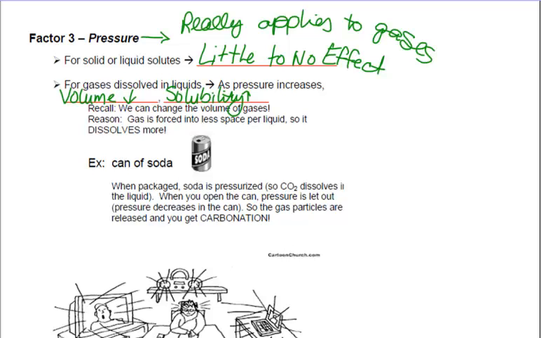Now, there is a space between the actual liquid soda and the top of the can. That's why it reduces the volume of the liquid, but there's still space because that gas is in there, and partially dissolved in there as well.